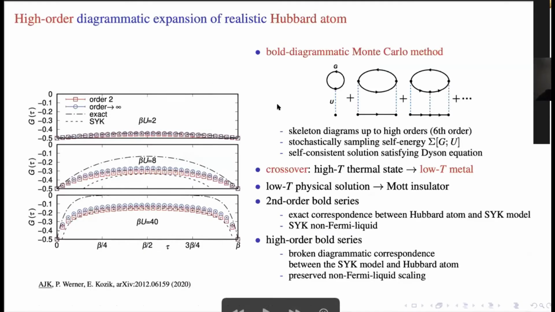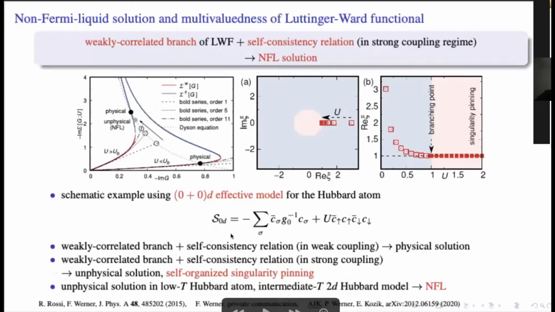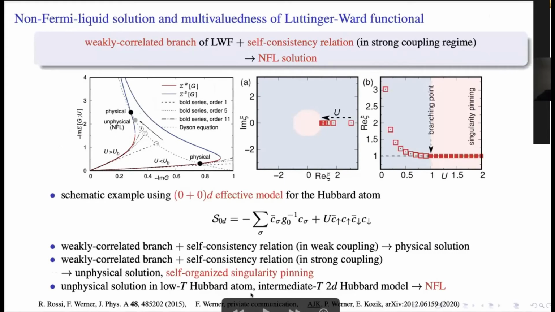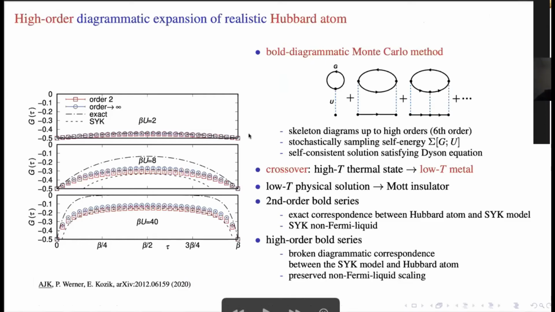We first investigate the high-order diagrammatic expansions of the Hubbard atom, since we want to check whether our story of the unphysical solution in the 0+0 dimensional model still holds in the Hubbard atom with the spectral properties. To access the high-order diagrammatics, we use the bold diagrammatic Monte Carlo method, which stochastically samples all possible skeleton diagrams up to a certain order. In this case, we use diagrams up to the 6th order. And we find the self-consistent solution satisfying the Dyson equation.